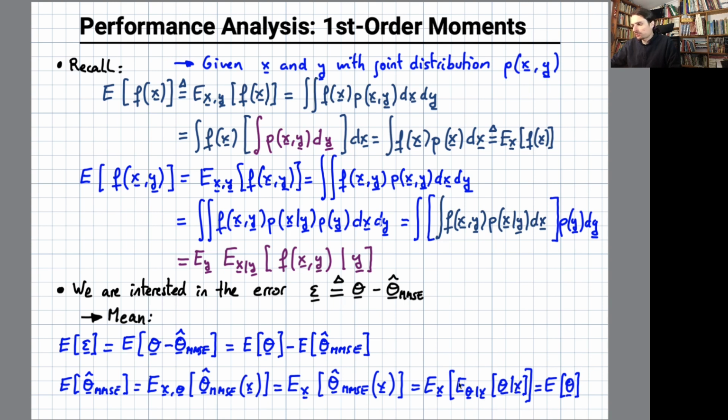And just finally applying this property, it yields that this expectation here is just equal to the expectation of theta. Therefore, if we just substitute it here, we find that this is expectation of theta minus the expectation of theta, right? And that is 0. Therefore, the MMSE estimator is unbiased, okay?